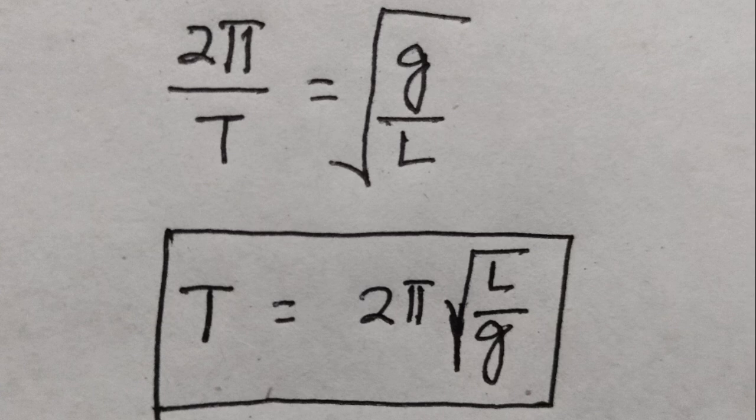But we know omega is equal to 2 pi by T. So 2 pi by T will be equal to square root of g by L. So T will be equal to 2 pi square root of L by g. This gives the expression for T.